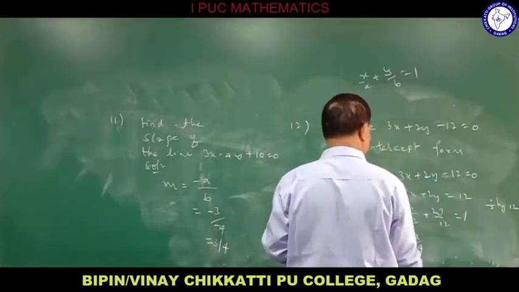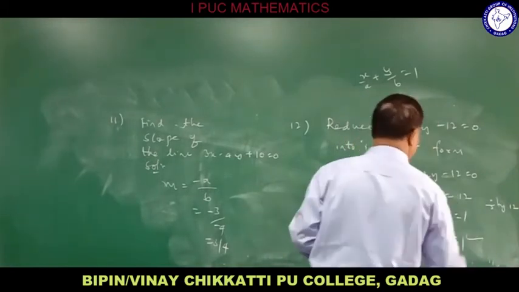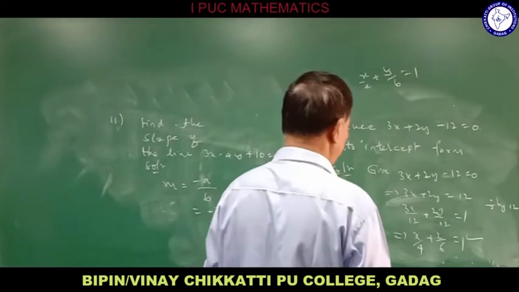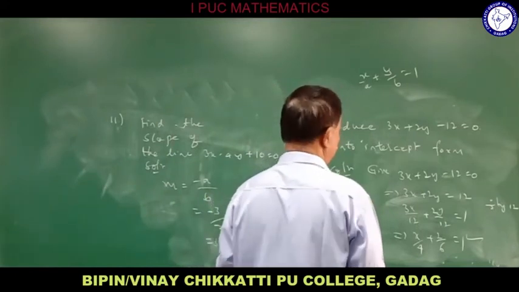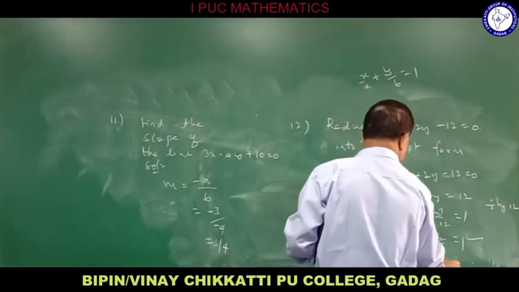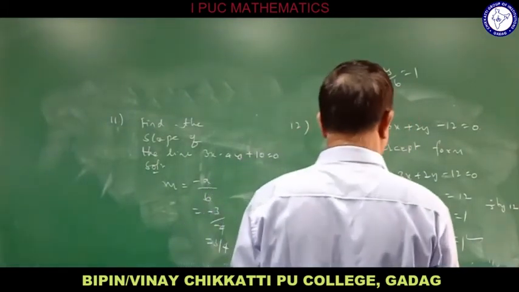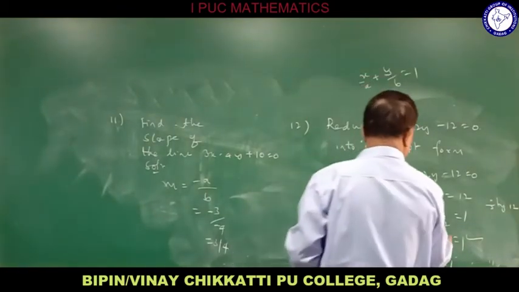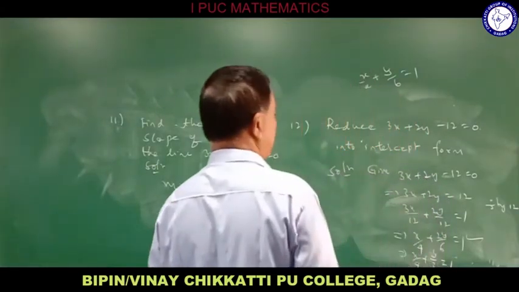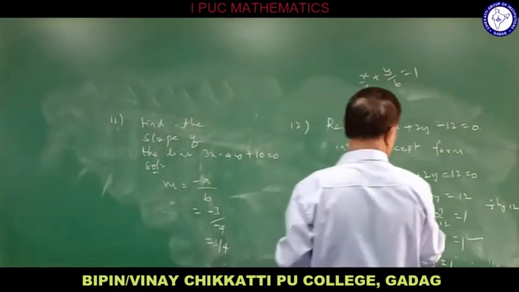x by 4 and 2y by 6 is equal to 1. So this is the intercept form, x by 4 and 2y by 6. 2 by 6 you can write once again as 1 by 3, so x by 4 plus y by 3 is equal to 1, simplifying, and accordingly you can see the answer. And here you see that it is y by 6.